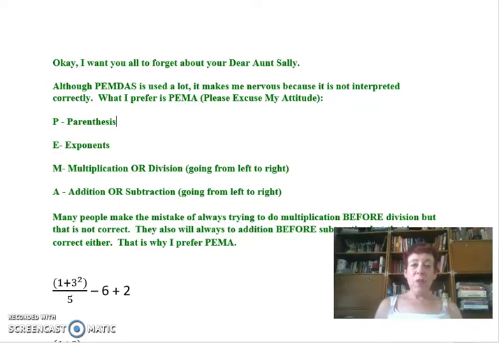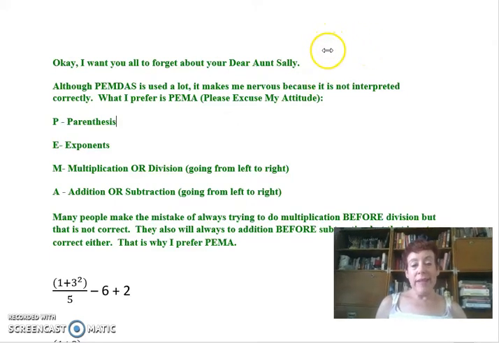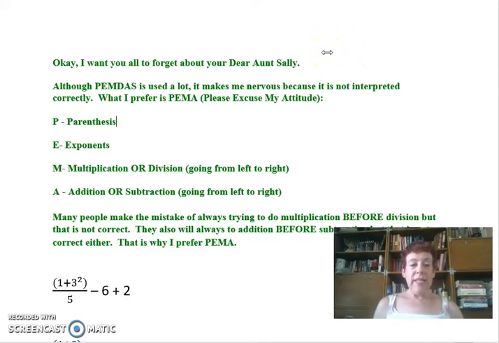Hi everyone. I just wanted to talk to you briefly about order of operations, just a review for some of you and also to help out some of you that are having some problems with it. So the first thing I want you to do is to forget about your dear Aunt Sally. A lot of you have used PEMDAS or learned PEMDAS in the past, and I just want you to forget about that because that's not going to help you.